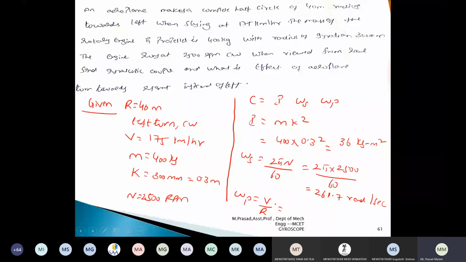Now let us solve for omega P, the precession velocity, that is v by r. What is v? 175 kilometer per hour. Convert that into meters per second. We are getting 48.61 meter per second. I'm substituting here 48.61 by radius 40 meter. Give me the answer. 1.21 radian per second, right.